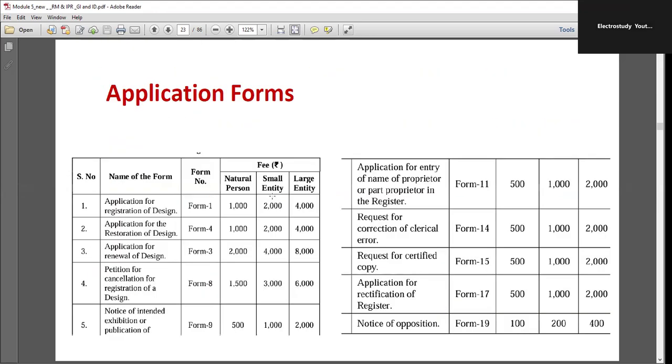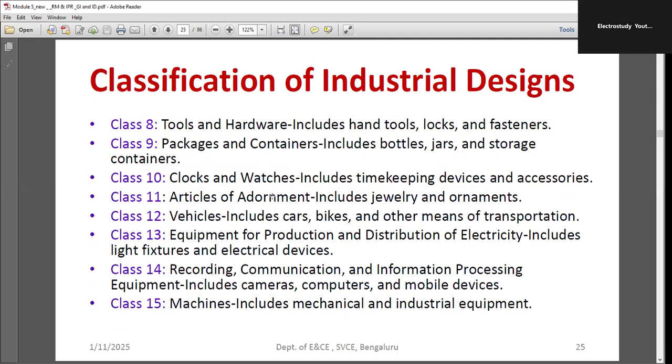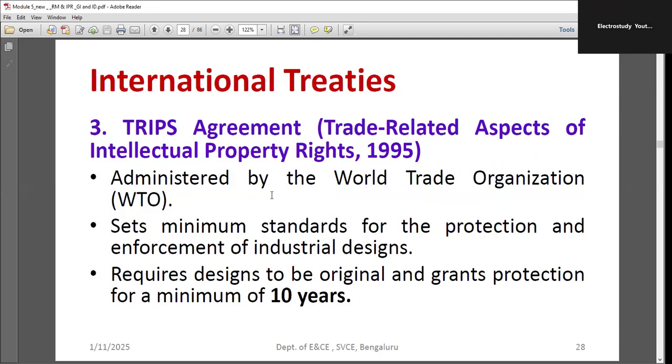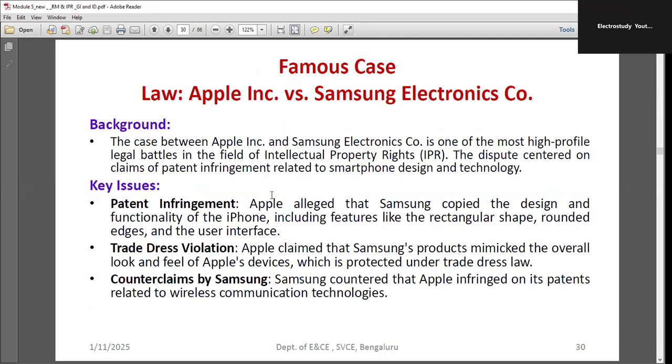Okay, and next we are talking about the famous case law between Apple Inc. versus Samsung Electronics Company. So here you have to talk about who is Apple, who is Samsung Electronics, and why these conflicts arose. It is related to IPR only. So you have to highlight the background.